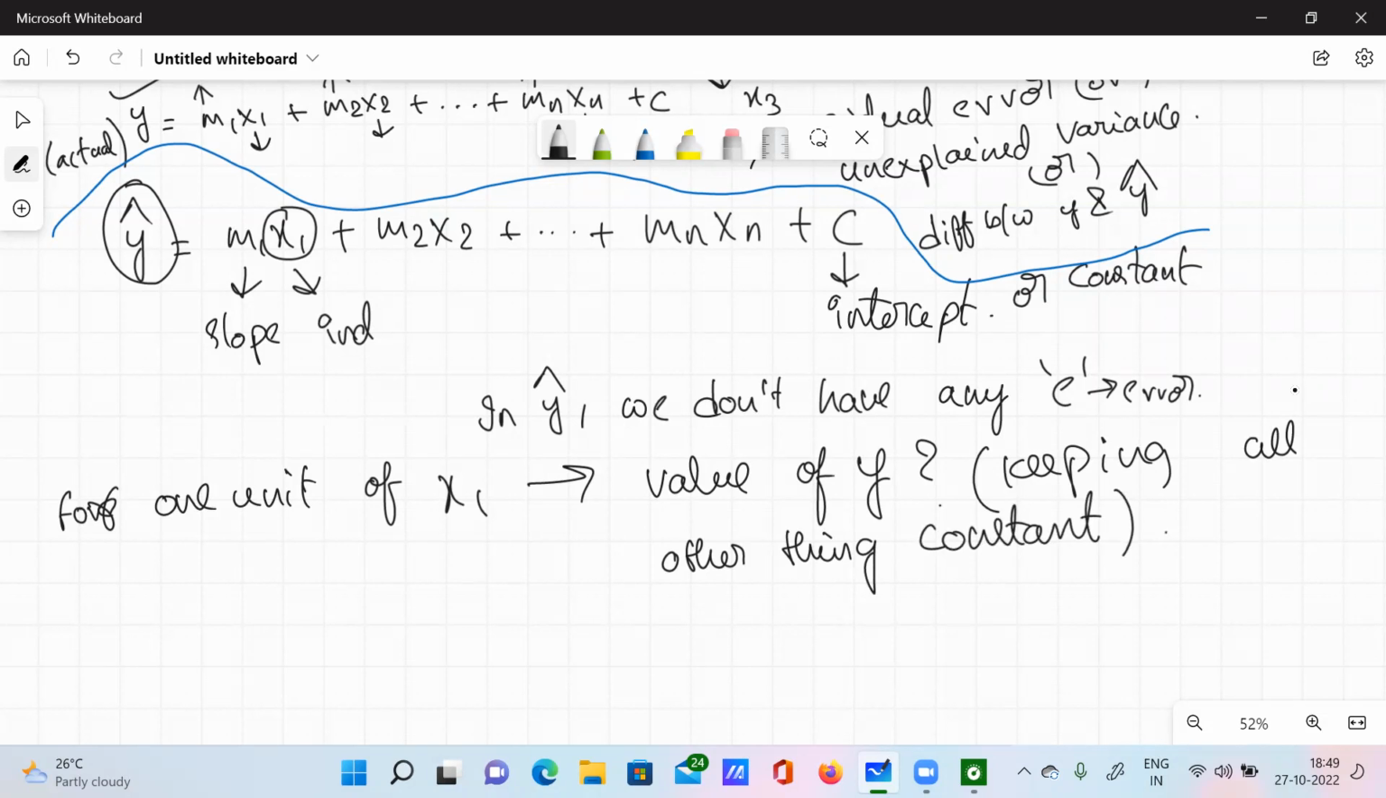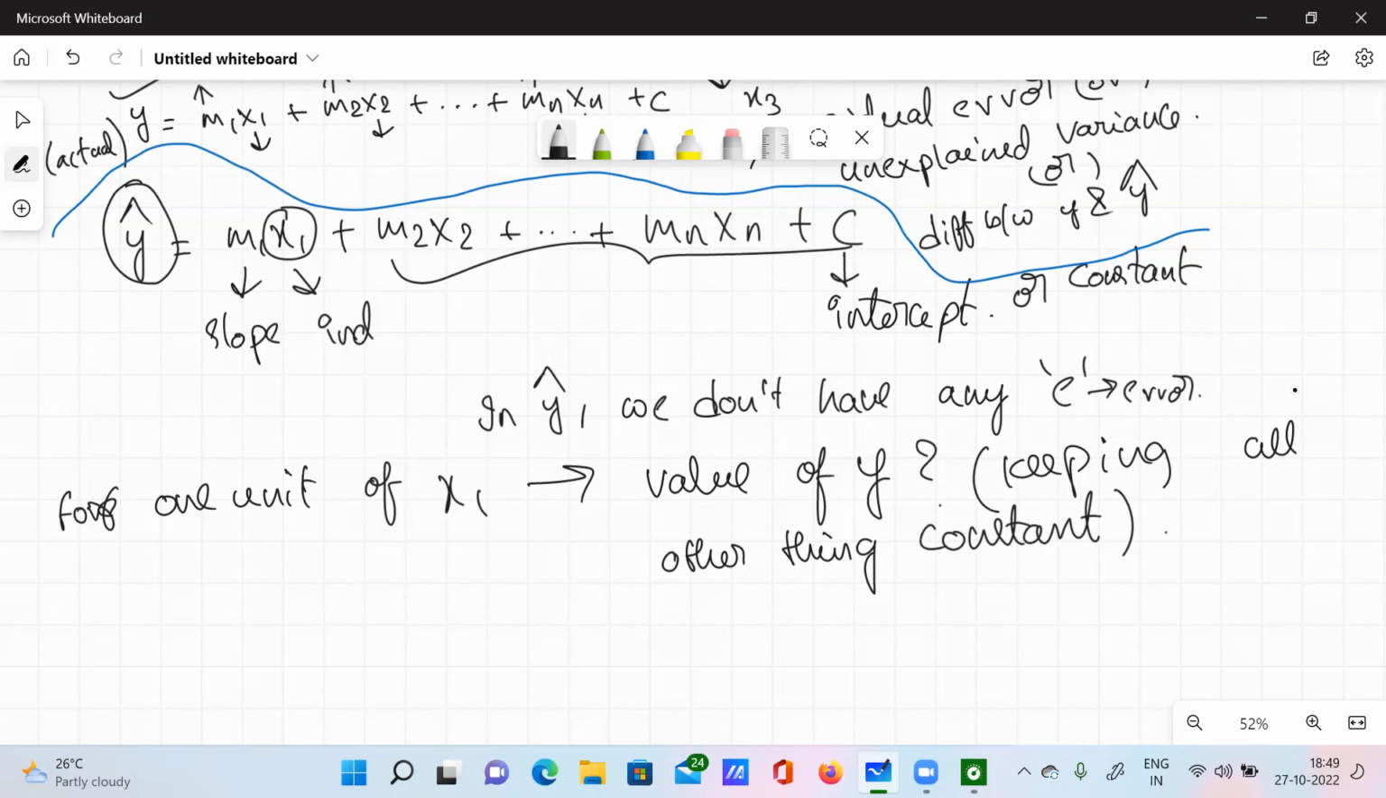We are actually saying that when x1 is increased, I want to know by how many times the value of y has increased, but keeping all these other factors constant, that is m2, x2, mn, xn, plus the intercept, all kept constant. We are only interested in when one unit of x increases or decreases. So what would be our value of y?